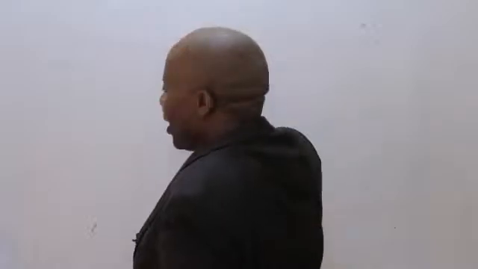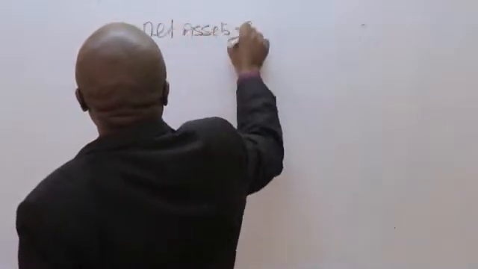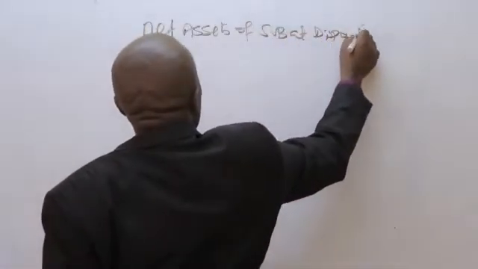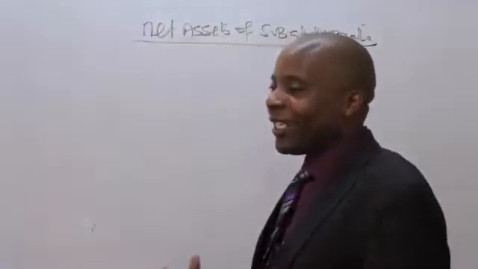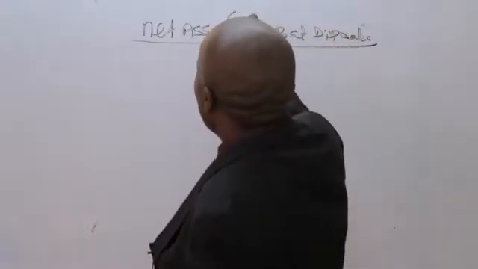Now, the very first thing that you need to do whenever a subsidiary is disposed is to give us the net assets of that subsidiary at the disposal. For the purpose of getting this very well, just know that for net assets, you're using equity.